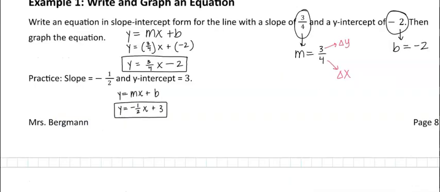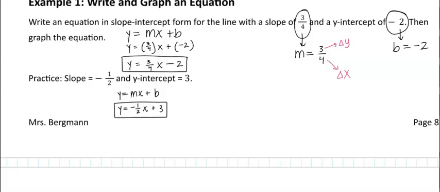It's telling you to write an equation in slope-intercept form for the line with a slope of 3/4 and a y-intercept of -2. Then graph the equation. Remember, the slope tells you the m, the y-intercept tells you the b. So in the equation y equals mx plus b, you're going to replace m with 3/4 and b with -2. 3/4 times x makes 3/4 x, and then we know that adding a negative can be simplified by subtraction.